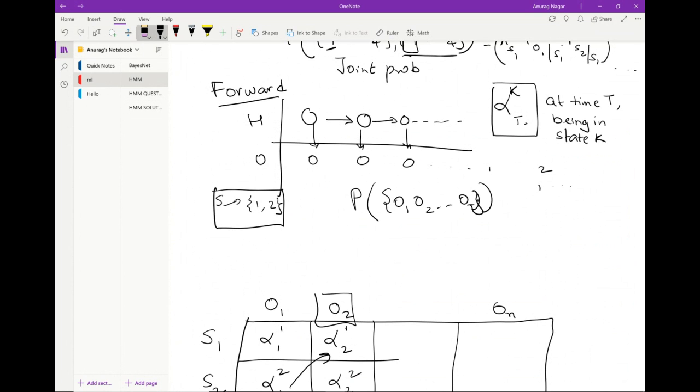Okay. So what I wanted to say was, O1 to OT, and this is an ordered set. I can compute this by the forward algorithm. The forward algorithm has the alphas to work with.